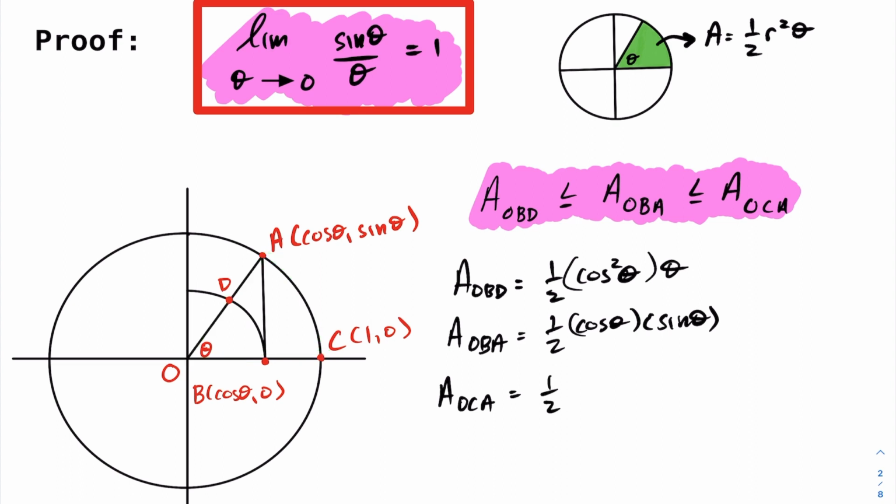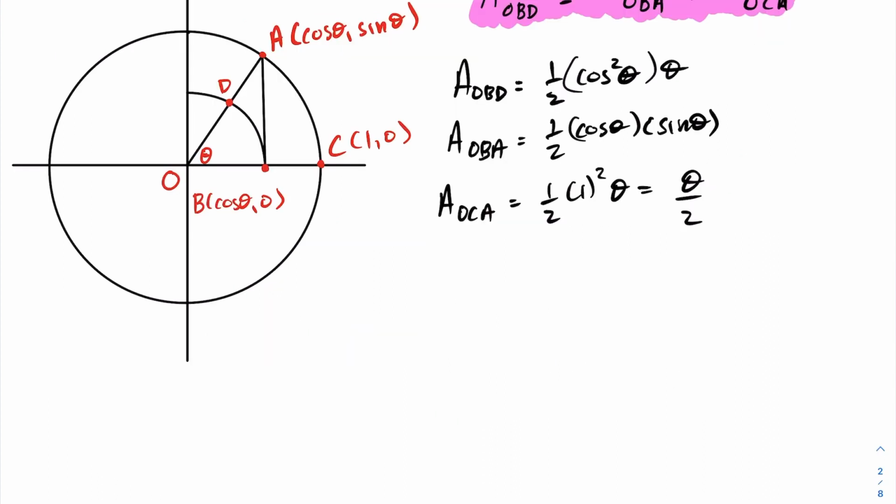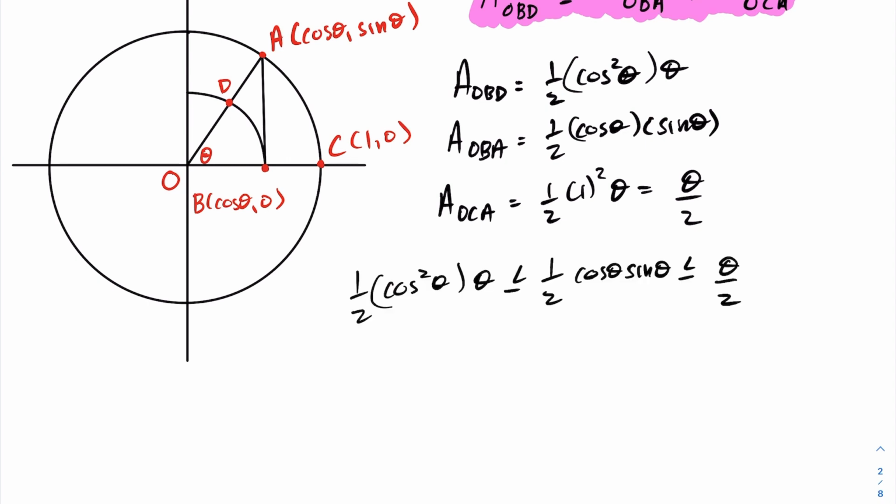The radius in this case would be 1 squared times theta. So this would just be theta over 2. So now, subbing these values into our inequality, you can see here that the halves cancel all the way across here, and we're just going to be left with cos squared theta times theta is less than or equal to cos theta sine theta, which is less than or equal to theta.